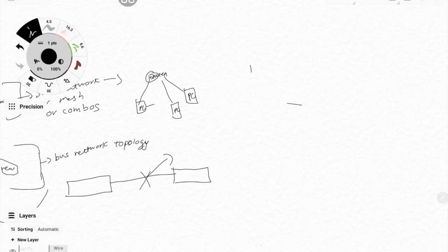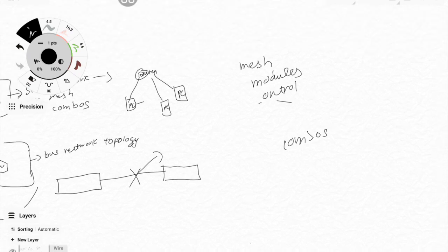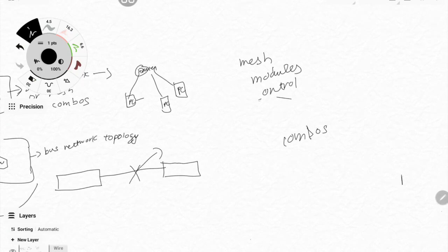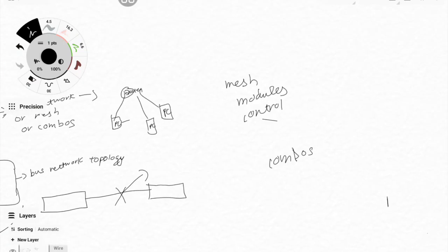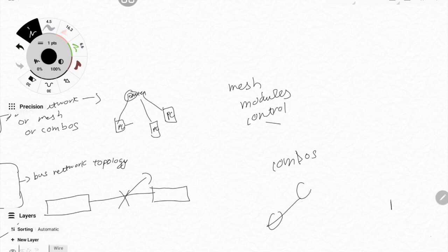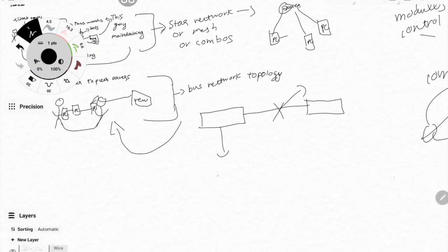Mesh has modules that control data and then transmit it. Combos may have both star network and bus network topologies. The bus networks are connected to the more important pieces in our place. These can all be combined to make more complex setups, mesh network combos, with module controls, all interconnected. You can say these are wires.